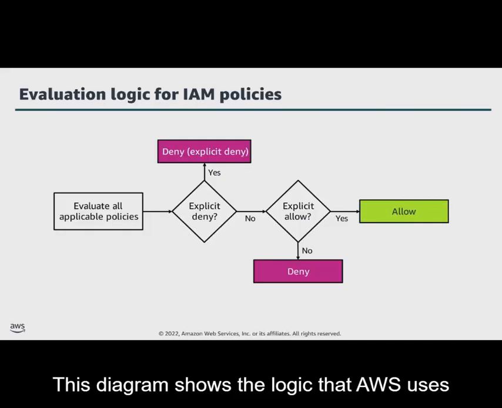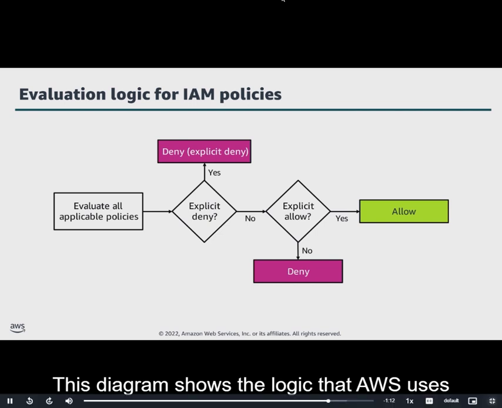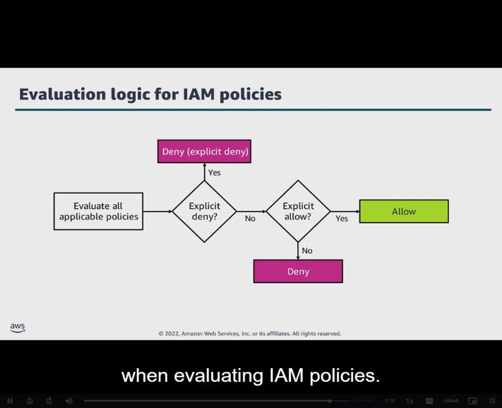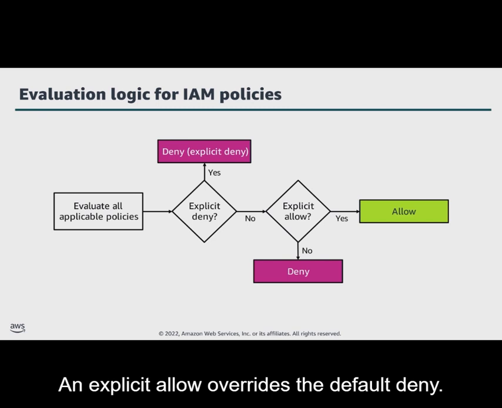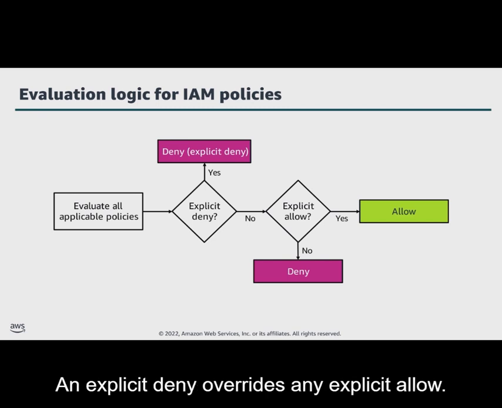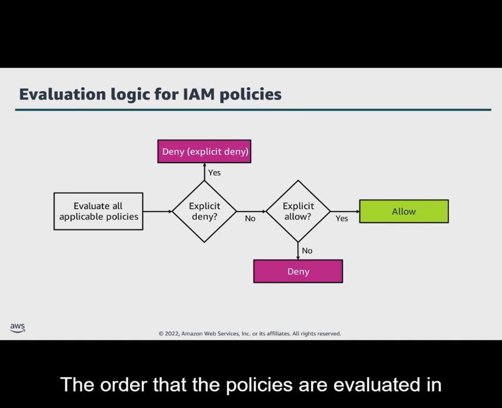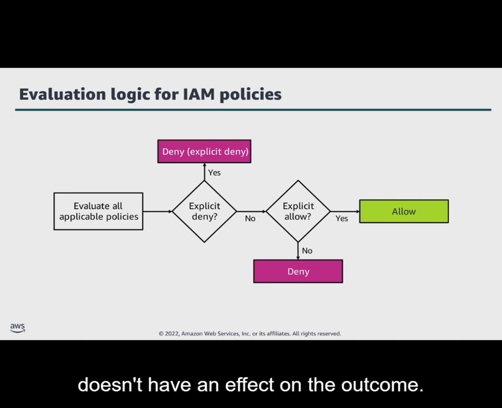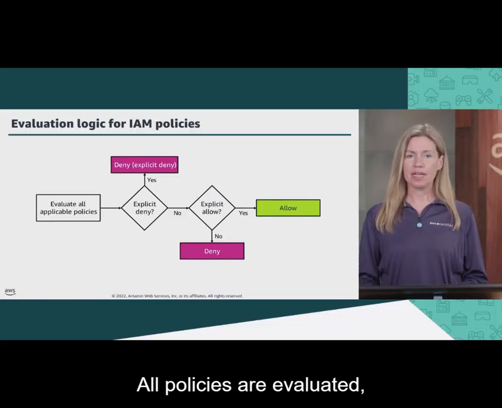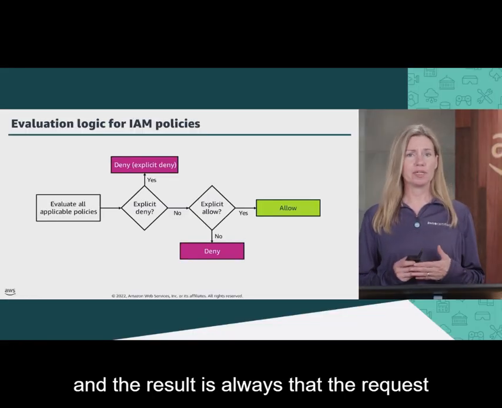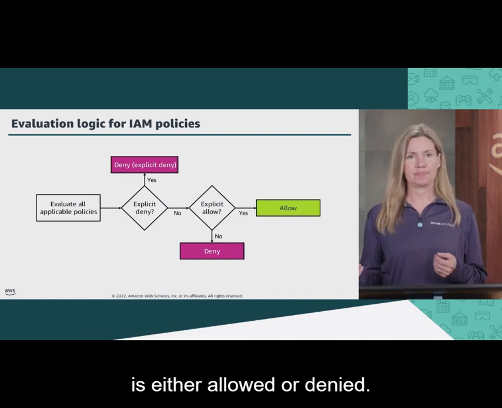This diagram shows the logic that AWS uses when evaluating IAM policies. By default, all requests are denied. An explicit allow overrides the default deny. An explicit deny overrides any explicit allow. The order that the policies are evaluated in doesn't have an effect on the outcome. All policies are evaluated, and the result is always that the request is either allowed or denied.